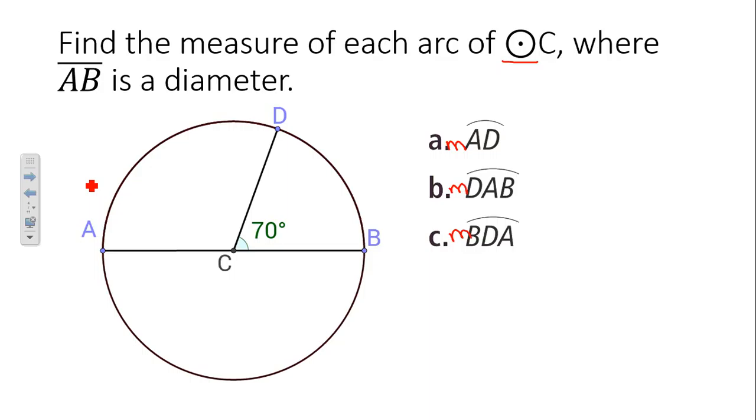So the measure of arc AD. The measure of an arc is equal to the measure of its central angle, right? So how big is the central angle? How will we find that? 180 minus 70. And we get 110 degrees. Okay, so that's the measure of arc AD.